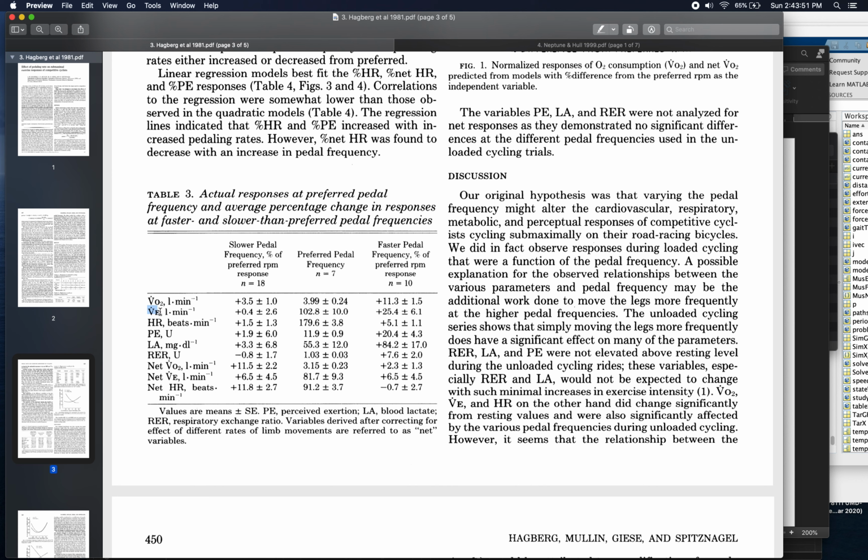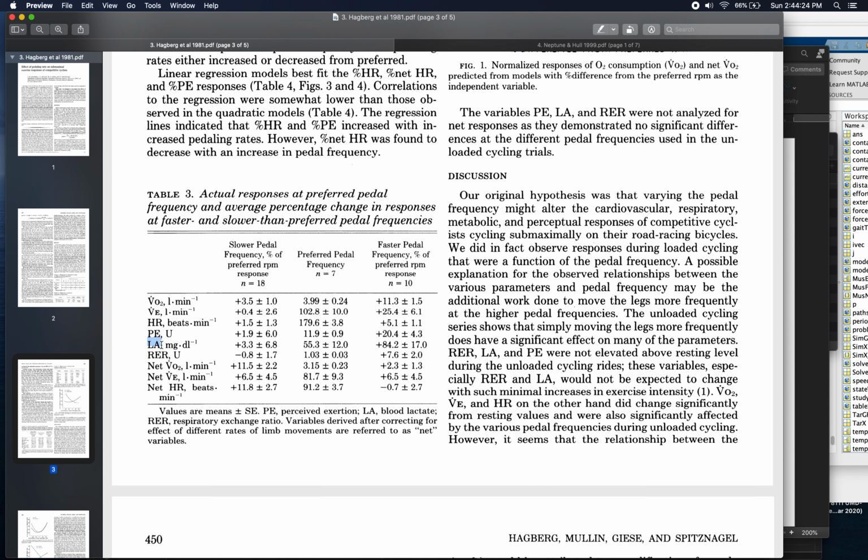VE here is your rate of expiration. This is the rate at which you are expiring air from your mouth and from your body while you're exercising. And so this is also another thing that's generally the higher this is, the harder you're exercising. Heart rate here is also another index of the intensity of the exercise. The faster your heart is beating, the more difficult the exercise is. PE here is perceived exertion, the individual's subjective report of how difficult it was, usually on a scale from like 1 to 20 or so.